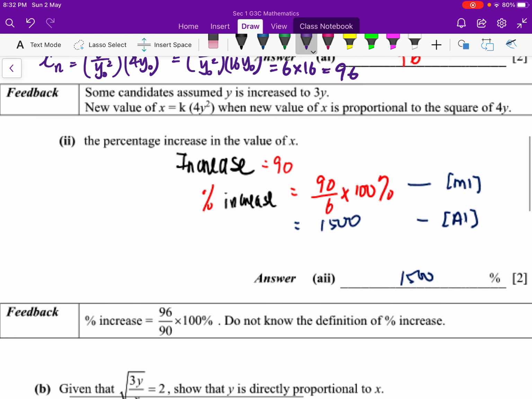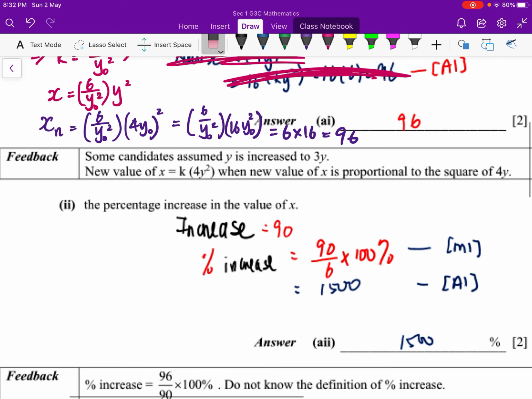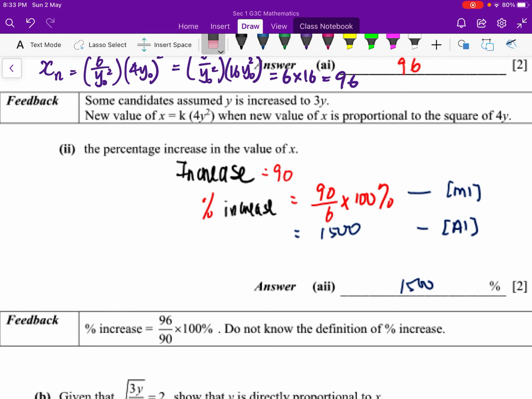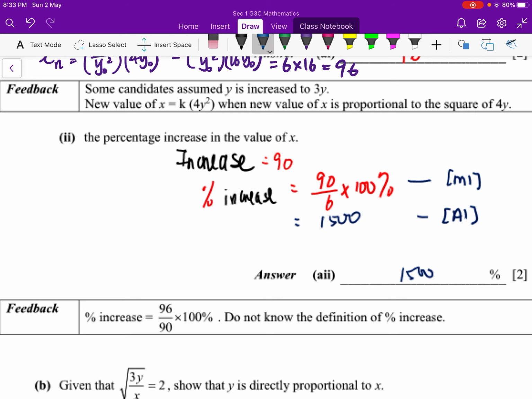So the percentage increase, once you manage to get 96 as the new value for x, will just be 96 minus 6, 6 being the original, that gives us 90, divided by the original times 100%. And here, I forgot to write the percentage symbol.